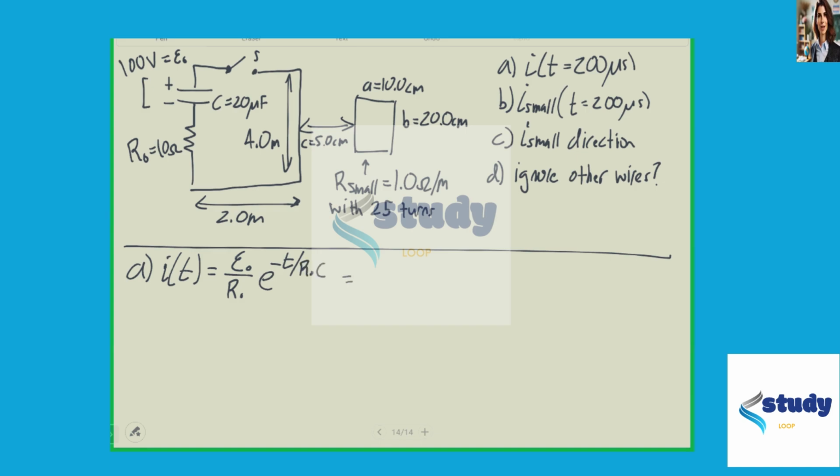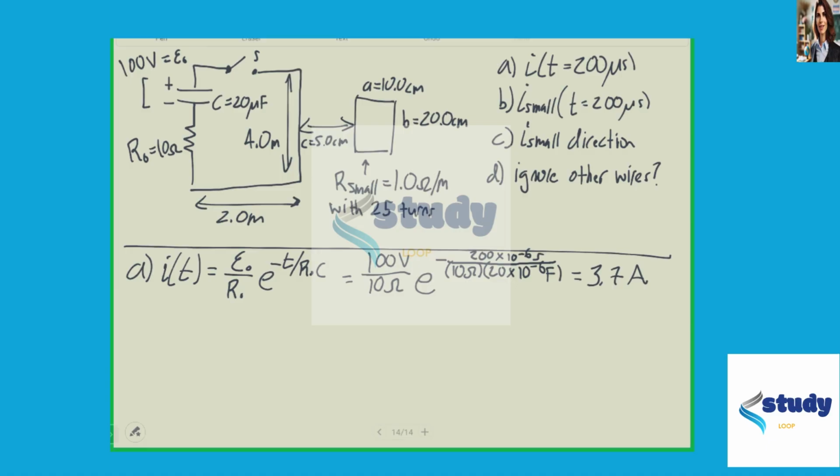So now we can put in the numbers. This is 100 volts over 10 ohms times e to the minus t over 10 ohms times 20 times 10 to the minus 6 farads, with t equal to 200 times 10 to the minus 6 seconds, right? It's a microsecond. And that is 3.7 amperes. So that's the current in the big circuit at the given time.